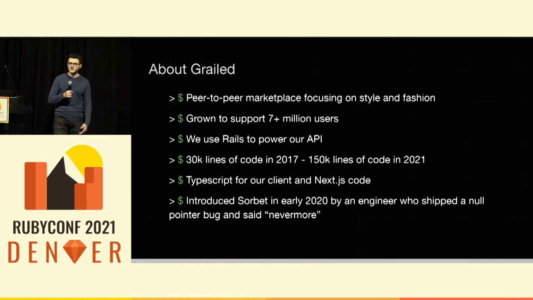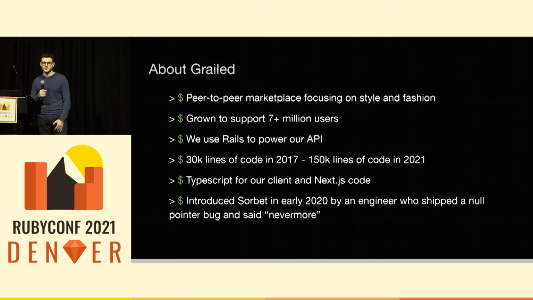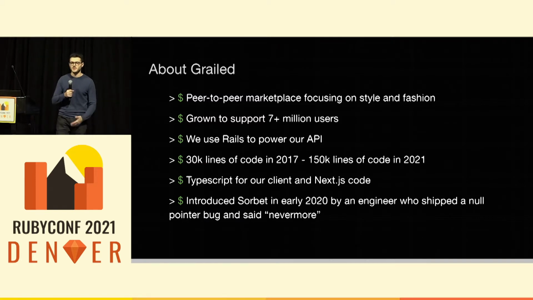So Grailed is a peer-to-peer marketplace. It's focused on style and fashion, mostly men's luxury goods. So basically think eBay, but if eBay were cool, that's Grailed. We have over 7 million users right now, and we use Rails almost exclusively to power our API.